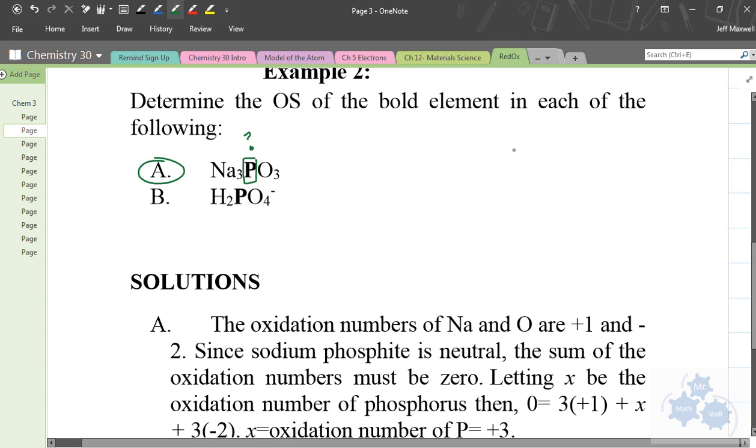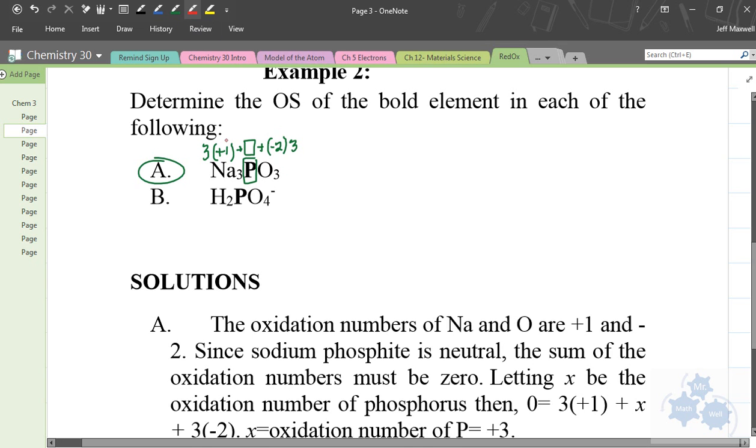We know, going back to some of the rules, okay, we know that sodium is always a +1. And we know that there's 3 of them in this compound. We don't know what phosphorus is, but we also know that in 98% of the cases, and we can assume, whenever it's not a hydrogen peroxide or something like that, that oxygen is -2.